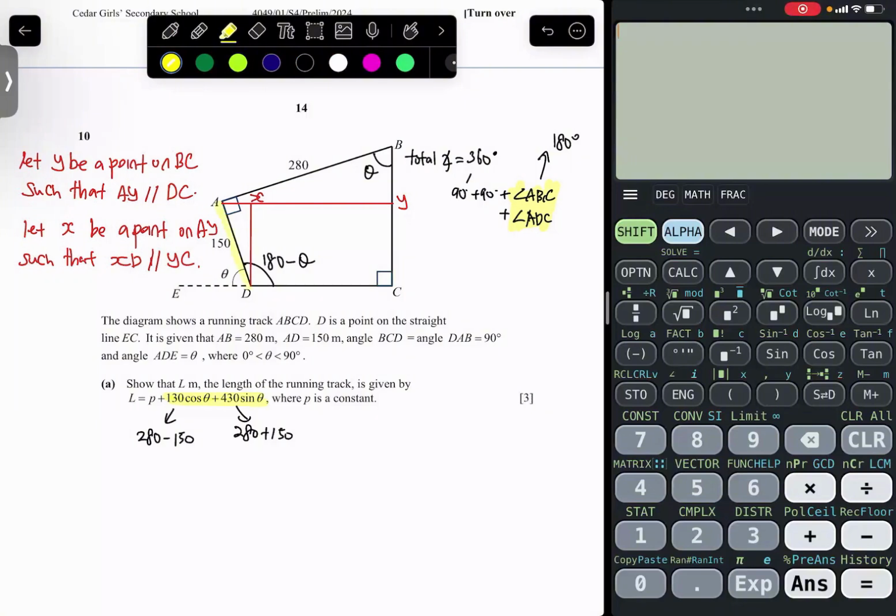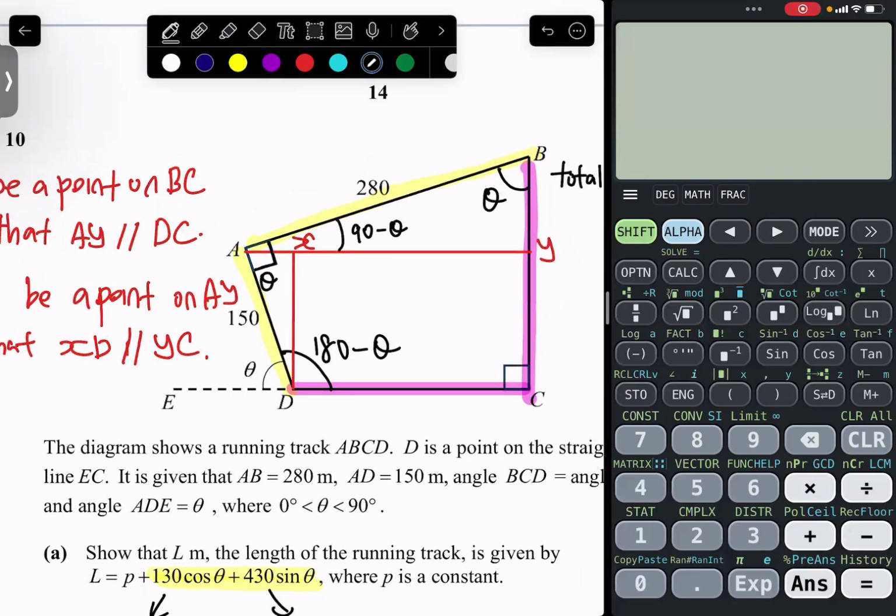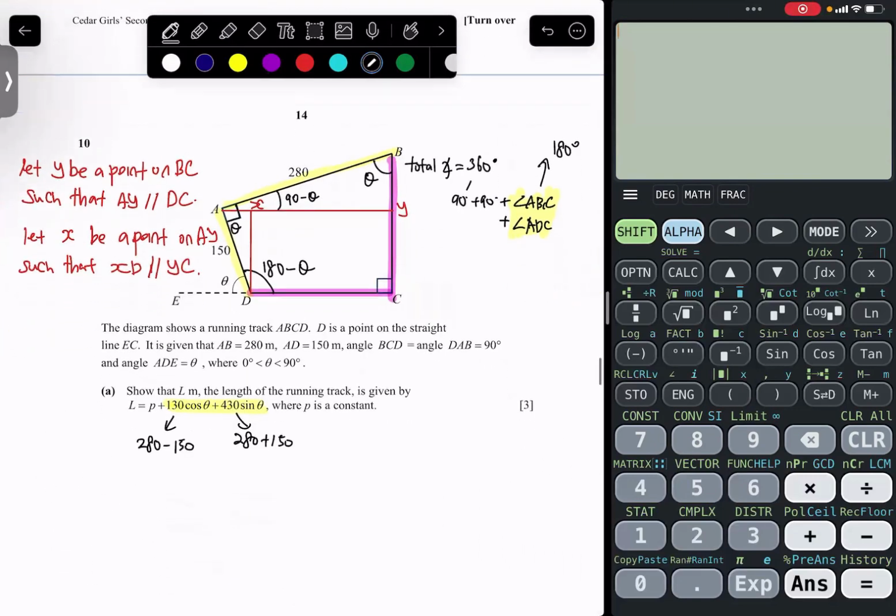Now, to find the perimeter of the shape, what do you need to add? You need to add 150 plus 280, so that's actually the value of the constant already. Then you have this part down here, BC and DC, which we don't know yet, but we are able to find. Based on theta, this angle will be 90 minus theta. Since this is 90 degrees, angle DAY must be theta. So now we can start off with the question.